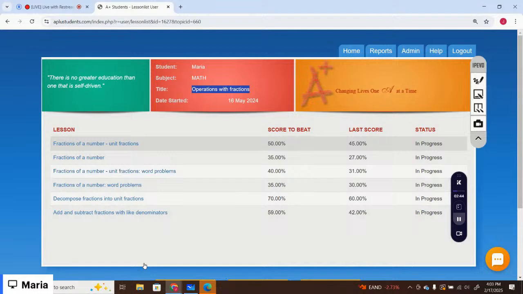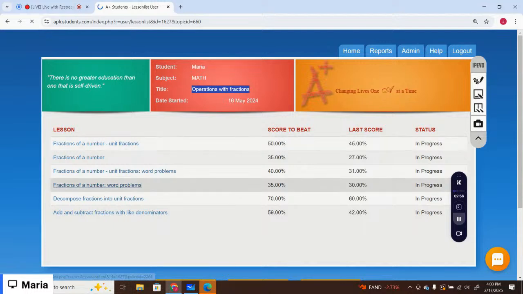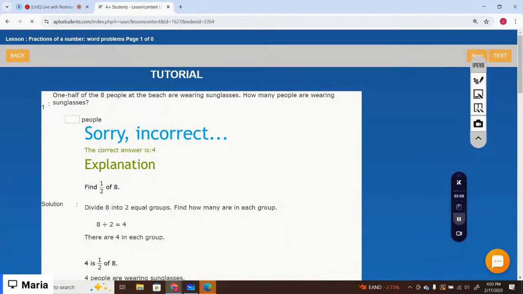Here I am on grade 3 math. We are on the chapter operations with fractions. Let's just start with the lesson that is fractions of a number, word problems. One half of the 8 people at the beach are wearing sunglasses. How many people are wearing sunglasses?